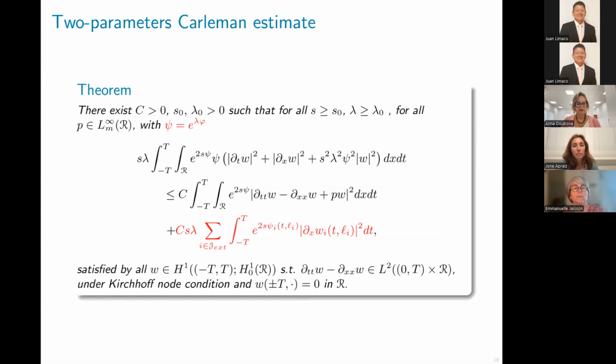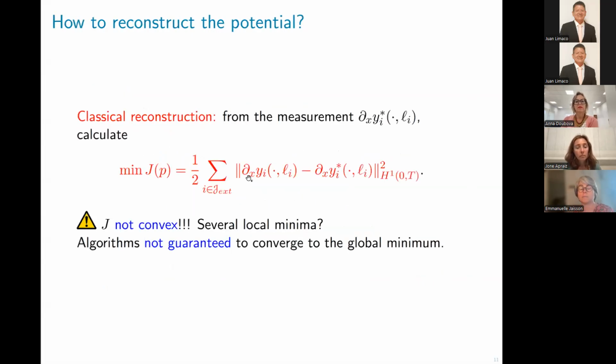So with these 2 parameters, we managed to prove the Lipschitz stability and the uniqueness result. So now the question is, can we write an algorithm to reconstruct the potential? So her first idea will be, okay, we minimize on the potential this difference here.